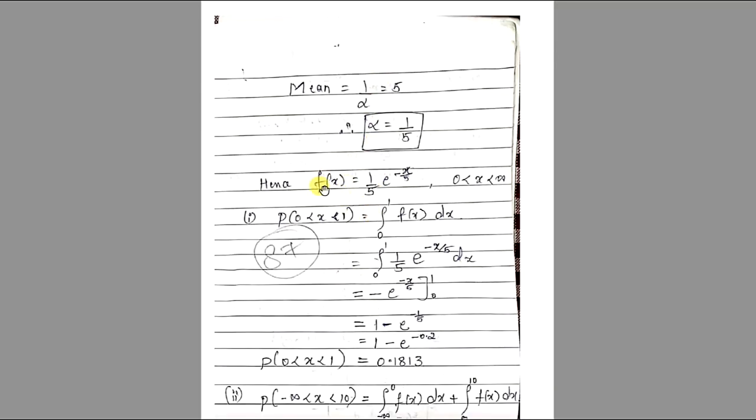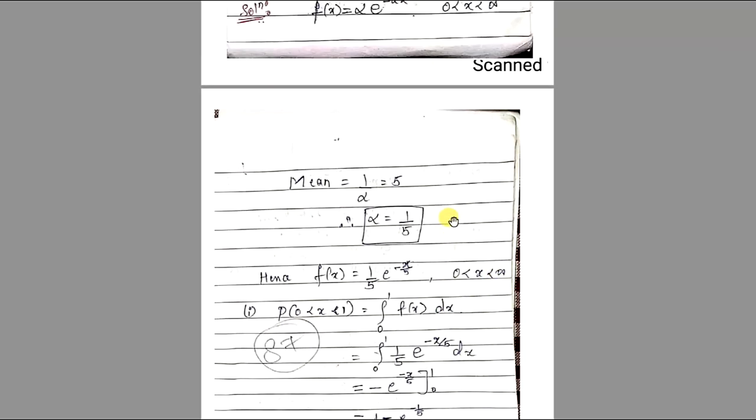Yes. Now we need f of x, right? So f of x is equal to alpha e to the power of minus alpha x. Alpha is 1 by 5. So it is 1 by 5 e to the power of minus 1 by 5 into x. That is minus x by 5. This happens only when x lies between 0 to infinity.